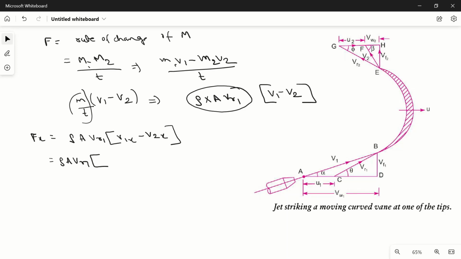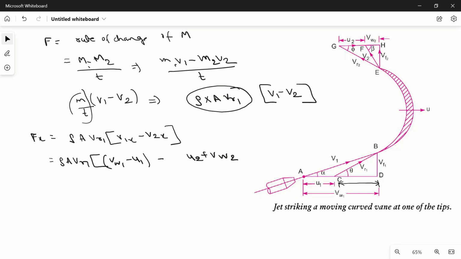What is V1x? Velocity in x direction at inlet. What is the velocity in x direction at inlet? This is equal to this CD. What is the value of CD? It is equal to this VW1 minus this U1. So it will be VW1 minus U1, minus what is the velocity V2x at outlet? It is equal to this GH, which will be equal to U2 plus VW2.